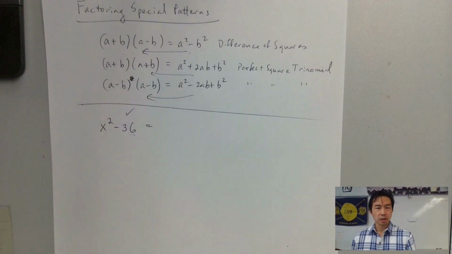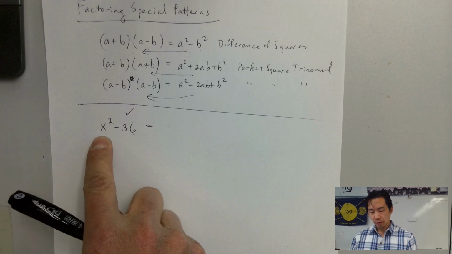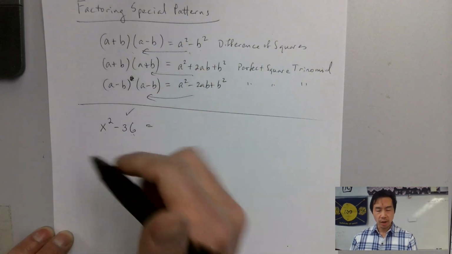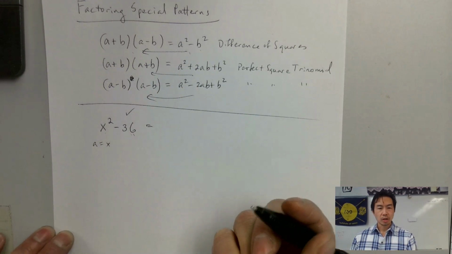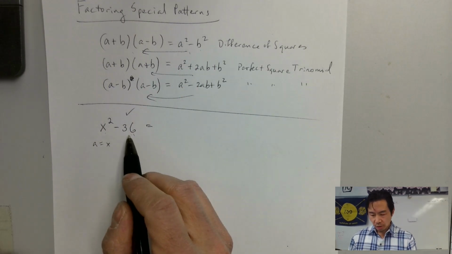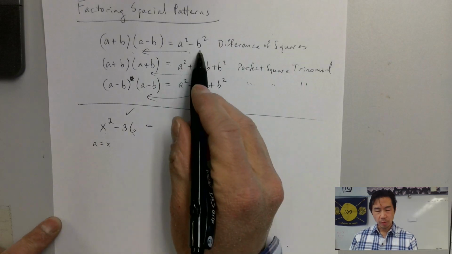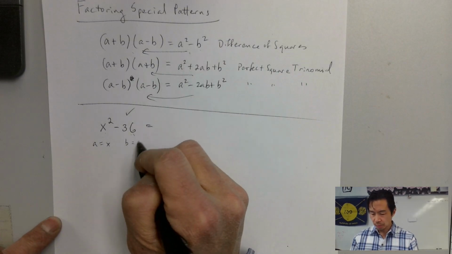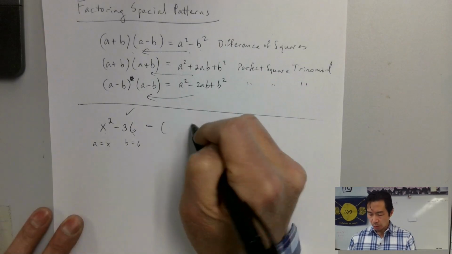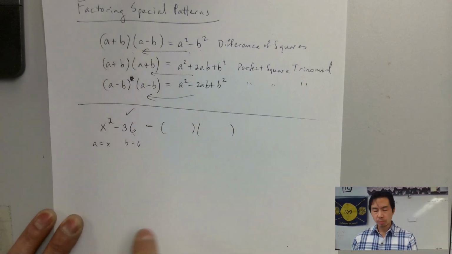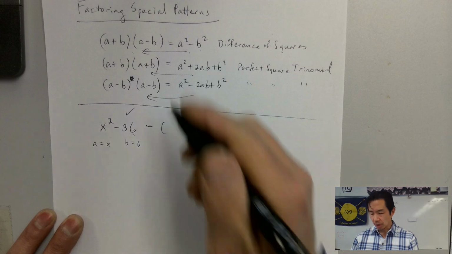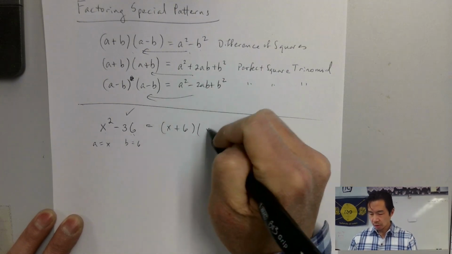So now you have to identify what a and b are. If x squared corresponds to a squared, then that means that a equals x. If 36 corresponds to b squared, then that means b must be 6. So now we can place x and 6 in this pattern. A plus b times a minus b. X plus 6, x minus 6.